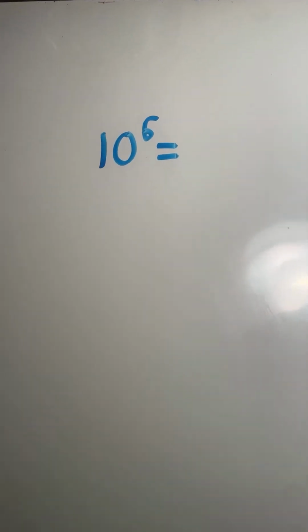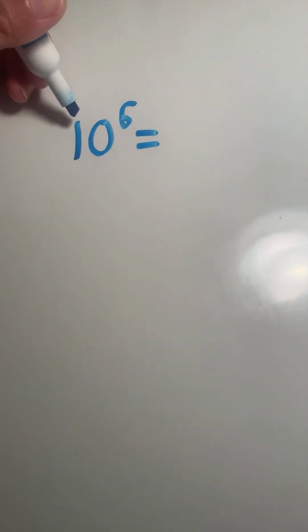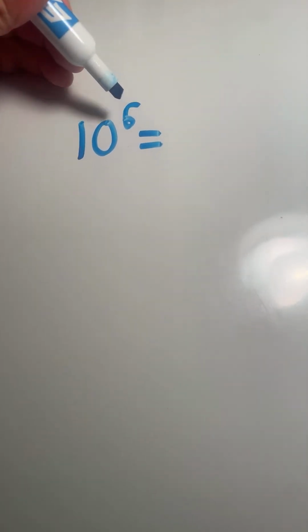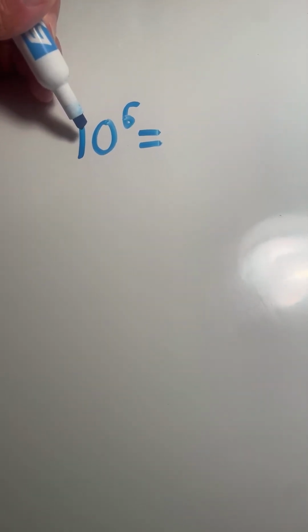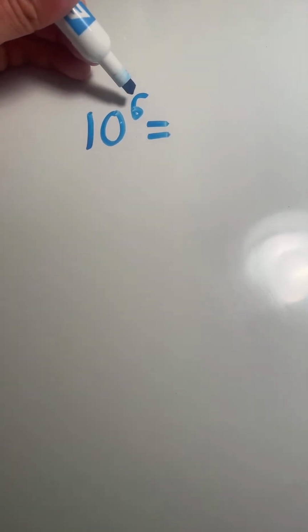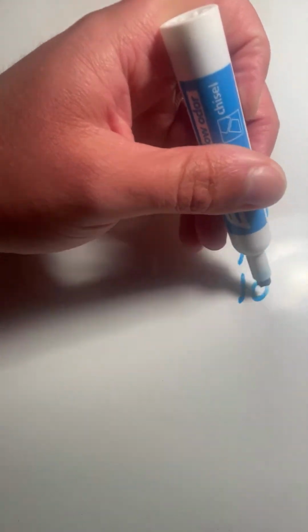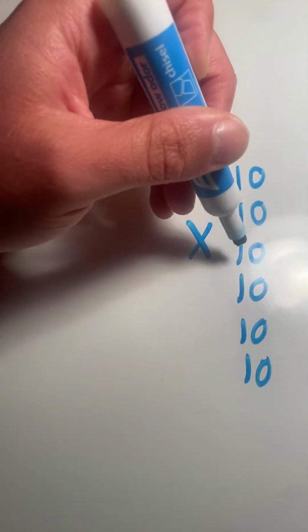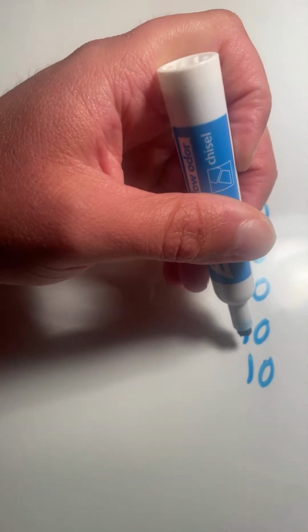All right, 10 to the 6th power. So 10 is our base number, 6 is our exponent. So 10 is the number we're multiplying. Our exponent is how many times we're going to multiply that number. So we have to multiply the number 10 6 times. So the long way to write this out would be 10 times 10 times 10 times 10 times 10 times 10.